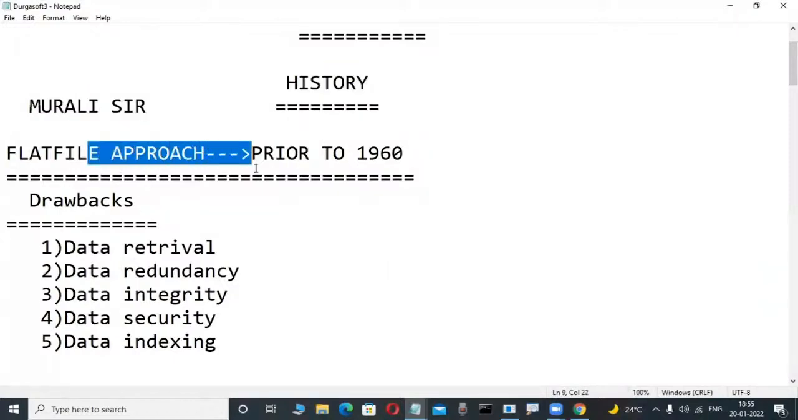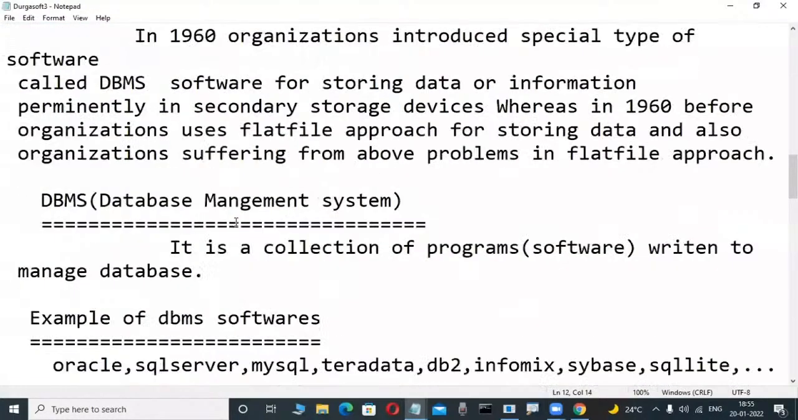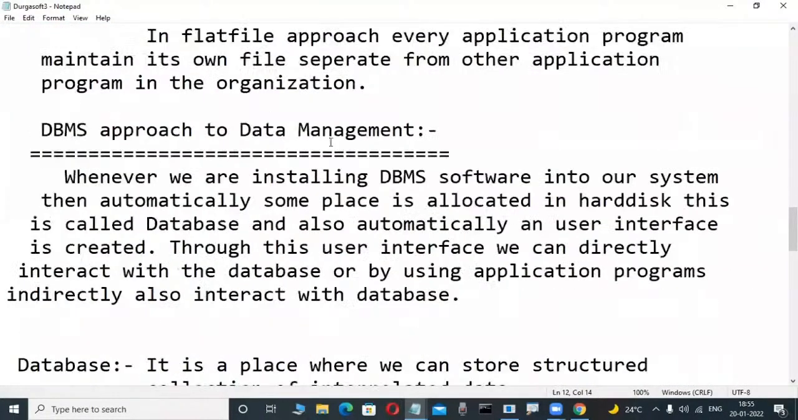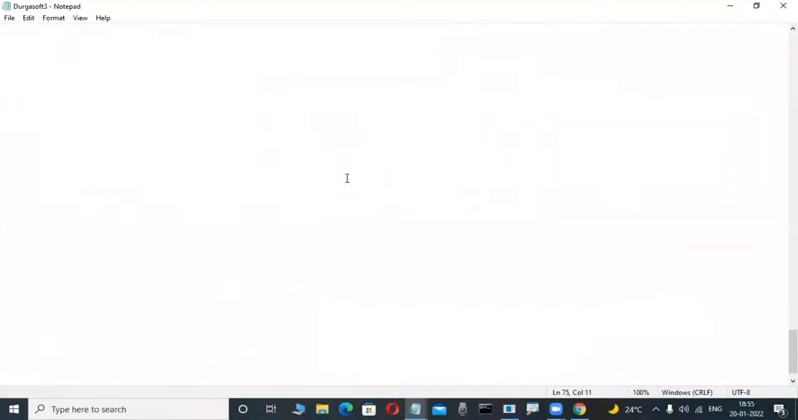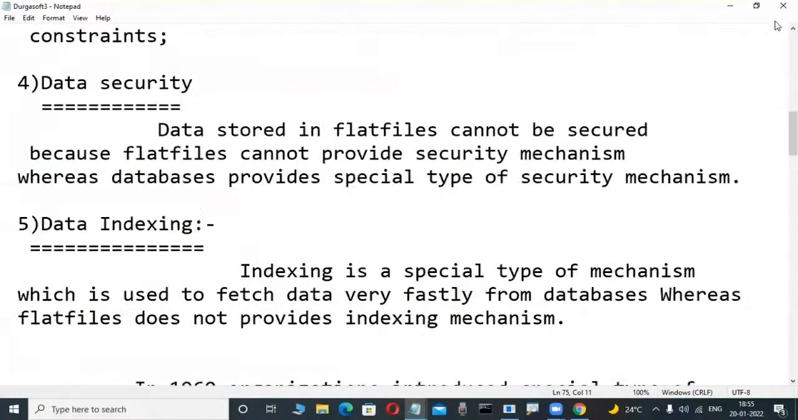Now, in olden days the flat file approach is there. What are the drawbacks, we are learning in the middle of the course. Then what is a database? What are DBMS and RDBMS, what are the differences? These are all the things we are learning one of these days.